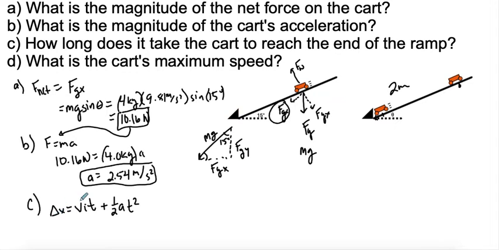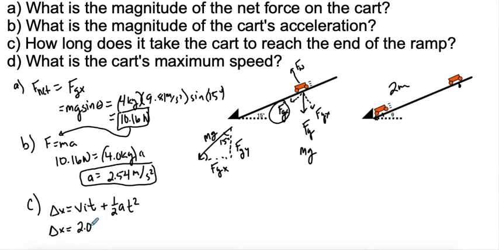Because we have a distance, we don't know a time, and we do have an initial velocity. It's kind of implied here. Your cart is starting at the top of the ramp, so it'll start from rest. We have an acceleration that we just found right there, and then we can solve for time. So let's write our knowns.